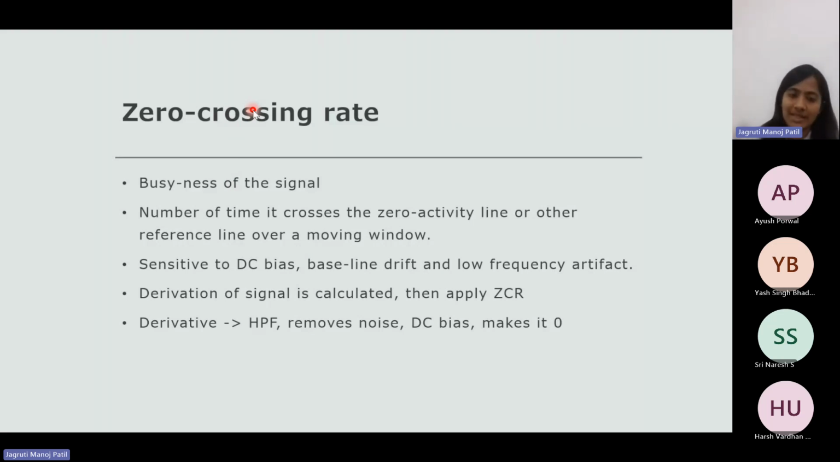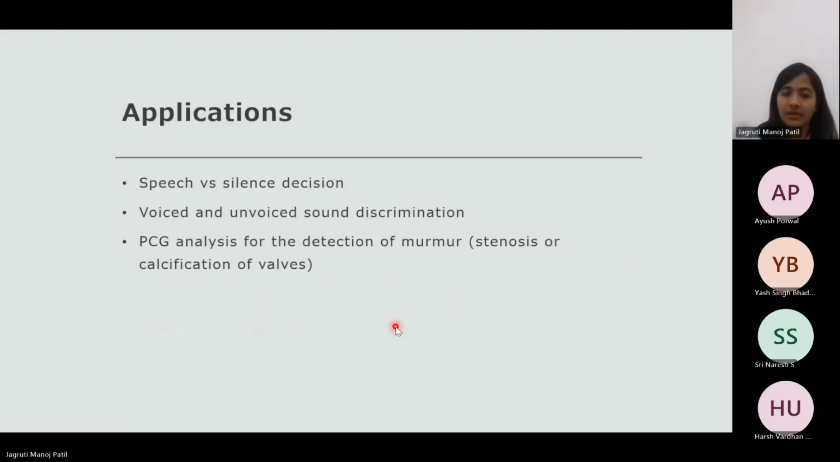So people came up with another idea: let's take the derivative of the signal. Essentially, the very smallest variations will be cancelled out and become 0, because we do some filtering in the end and then apply the zero crossing rate. So we take the zero crossings of the derivative. Here the derivative is nothing but a simple high pass filter. It will remove the noise and make the DC bias 0, so whatever confounding factors we had till now, it removes them.